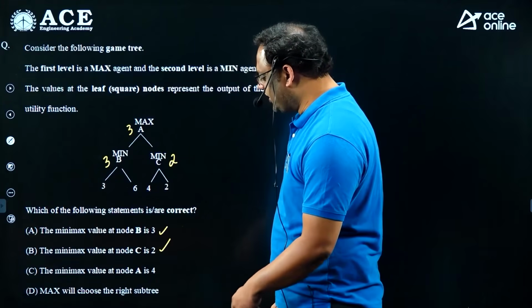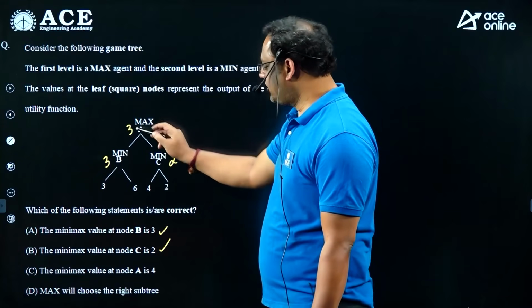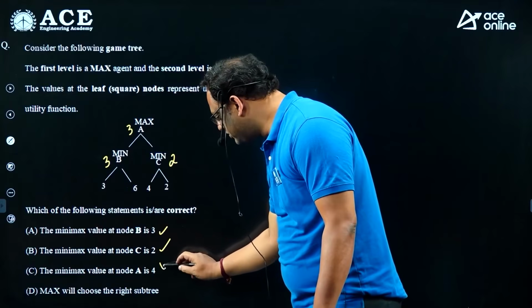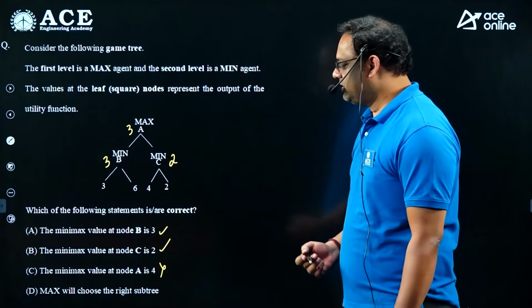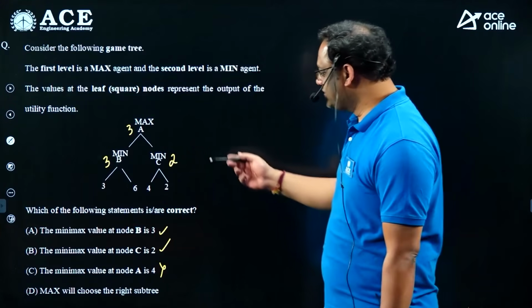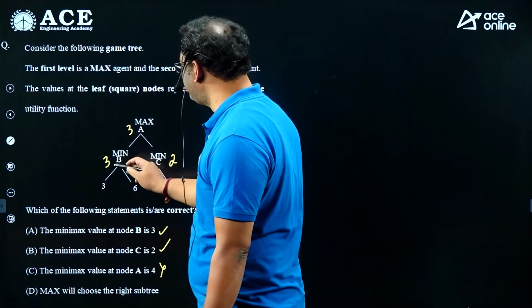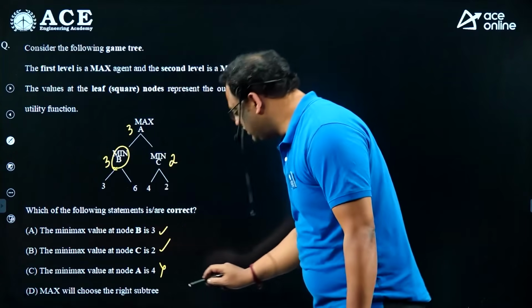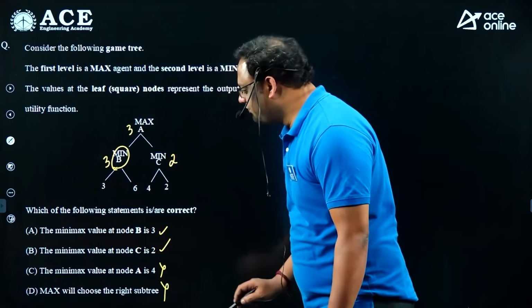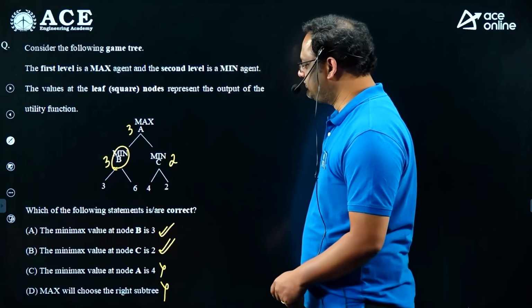The minimax value at node A is 4. The value at node A is not 4, so this statement C is false. And max will choose the right subtree. Actually, the max came from the left subtree, that is from node B, not from the right subtree. So option D is also wrong. So we can confirm A and B are correct answers to this question.